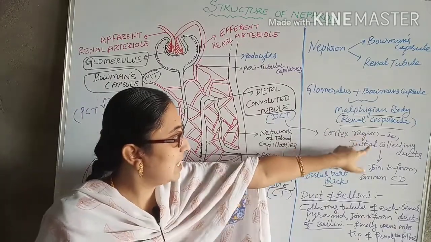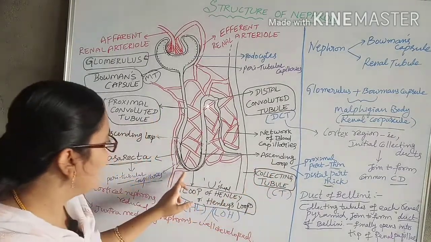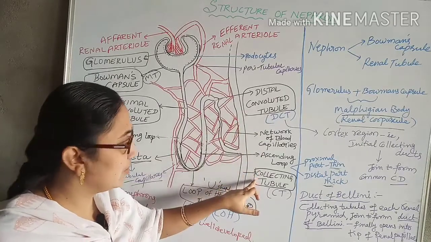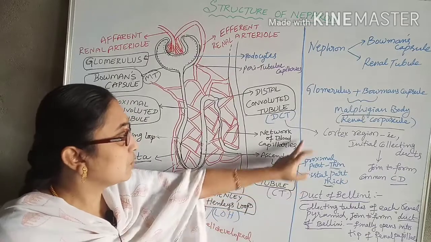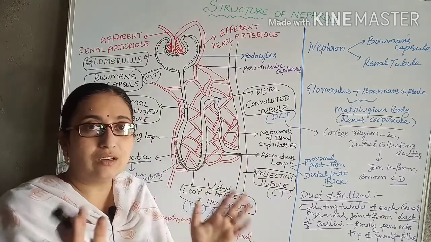So at the cortex region, the Henle's loop is present in the cortex region, whereas the collecting tubule is present in the medullary region. Okay, so these all will join to form the common duct. It is a common duct.